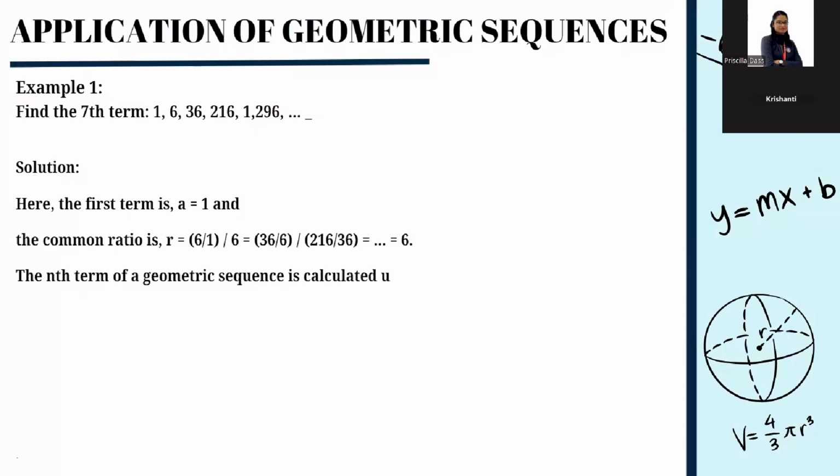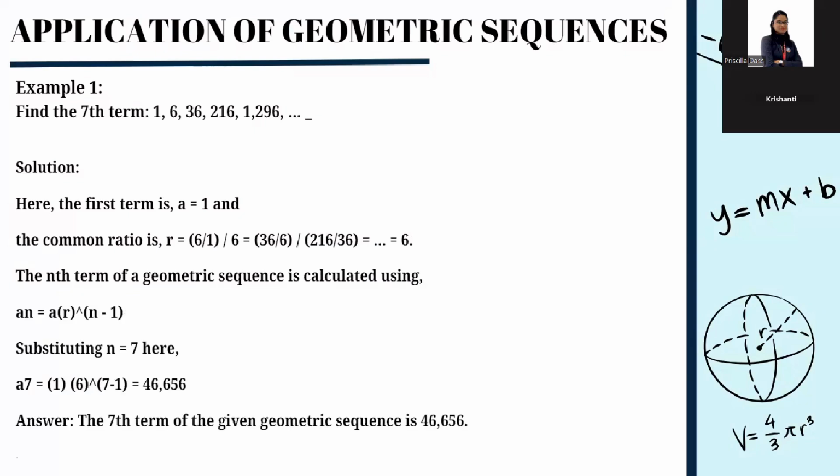For the application of geometric sequences, in the first example the question asks us to find the seventh term of the given sequence: 1, 6, 36, 216, 1296. For the solution, we need to identify the first term first. The first term is a = 1, because that is the first number.